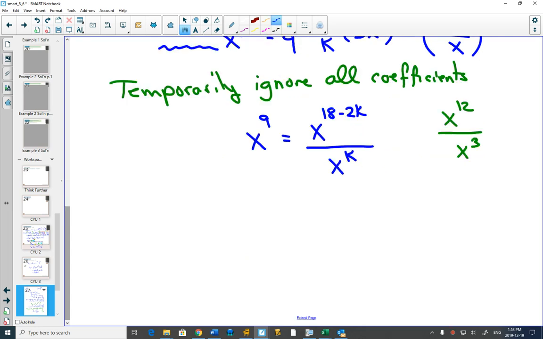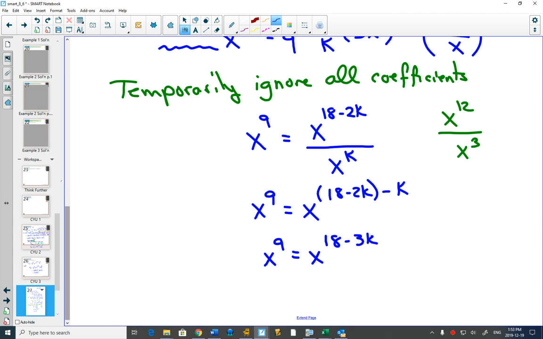If you wanted to solve it algebraically, and I have seen on a final exam that you have to solve it algebraically, what's your exponent law when you divide? What do you do to the exponents? When you divide powers with the same base, you subtract the exponents. And then you'd have x to the 9 equals x to the 18 minus 3k.